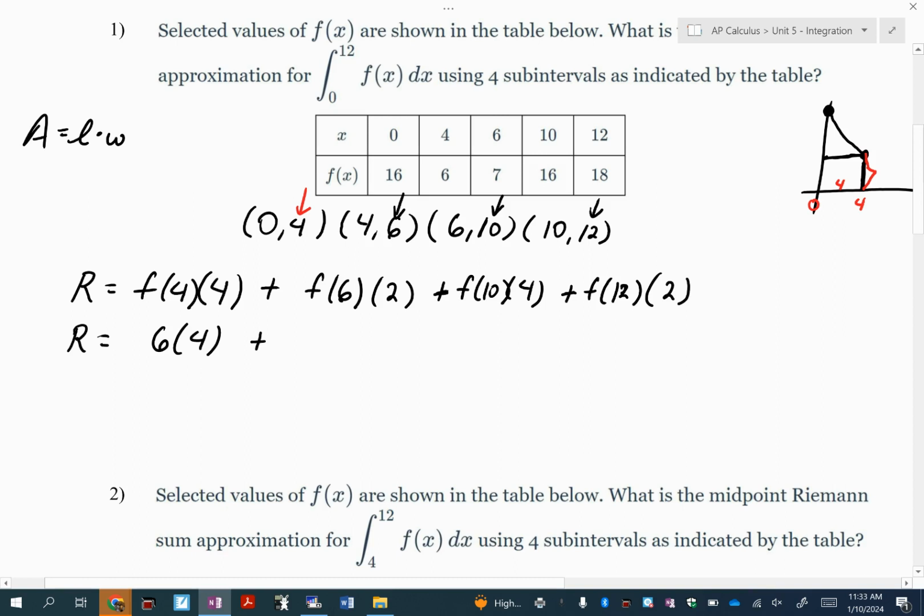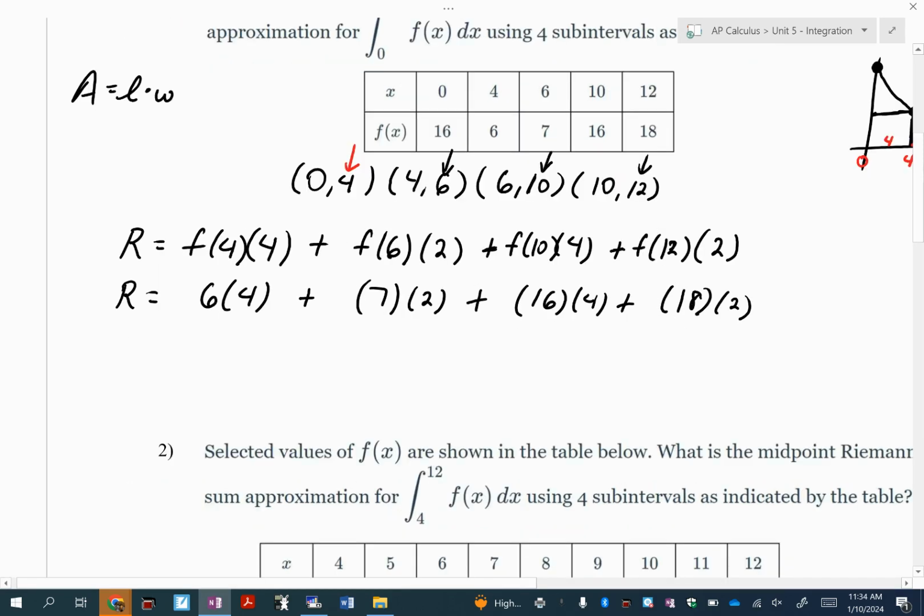Okay, so f of 6 is 7. F of 10 is 16. F of 12 is 18. If you want to use a calculator, you can. I'm not stressed about it. It's more about the setup. This is 24 plus 14. 16 times 4? 64. 18 times 2? 36 is right.